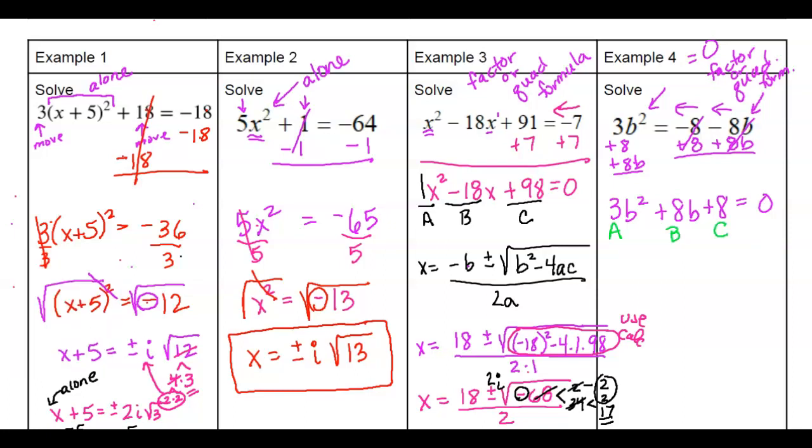So my quadratic formula is right here, so I'm just going to go ahead and use that. I don't have to rewrite that. So I take the opposite of b, so negative 8, plus or minus the square root of b squared. Since 8 is positive, I don't need parentheses. a is 3, and c is 8. All over 2 times a.